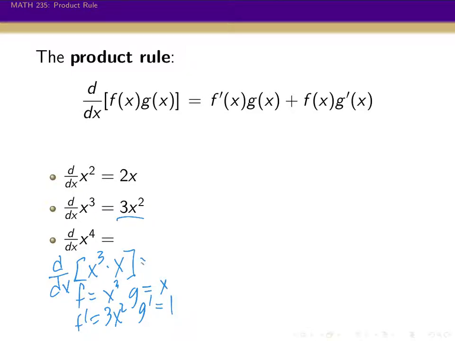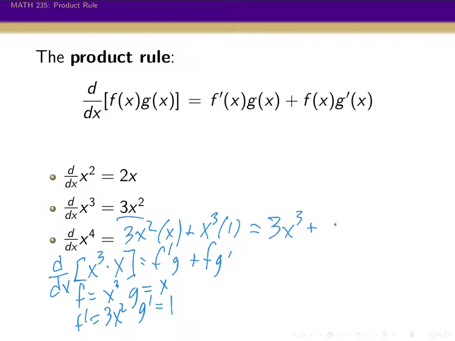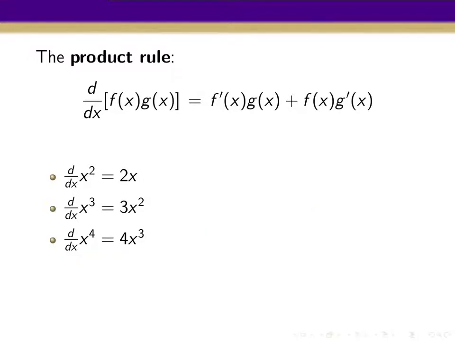And so when we plug this in, f prime g plus fg prime, f prime is 3x squared times g, which gives me an x, plus f is x cubed, g prime is just 1. So I have 3x squared times x gives me 3x cubed plus another x cubed. I end up with 4x cubed. So the derivative of x to the fourth is 4x cubed.